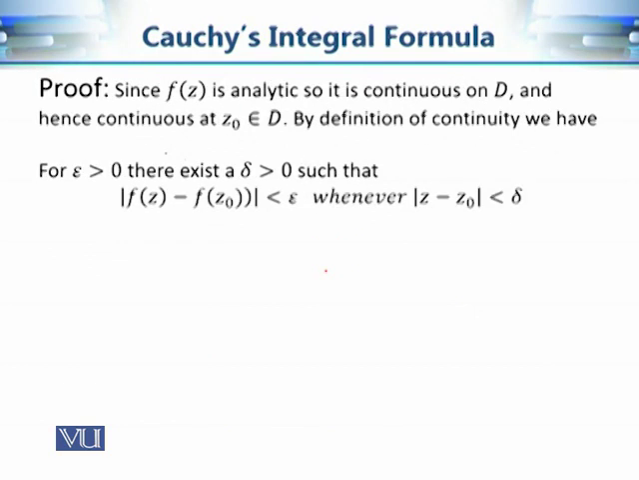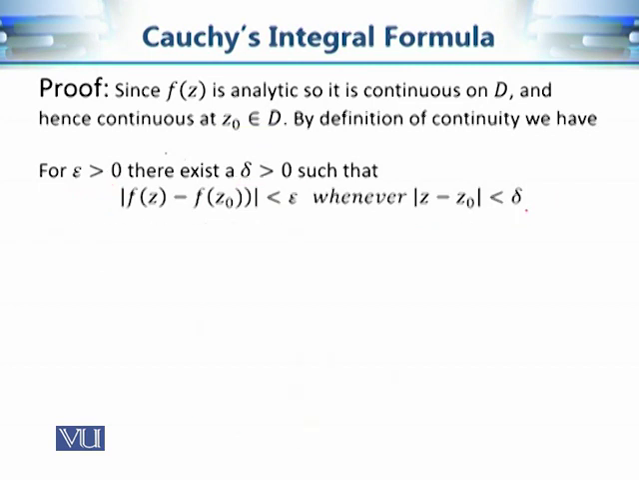Now if f is an analytic function, we know that it is also continuous. Since it is analytic at each and every point of D, it is of course continuous, and it is analytic at z0 since z0 belongs to D, and hence it is continuous at this point. From our discussions on continuity of complex valued functions, we know that if a function is continuous at a point, then for each epsilon greater than 0 there exists a delta greater than 0 such that this distance is less than epsilon whenever this distance is less than delta.